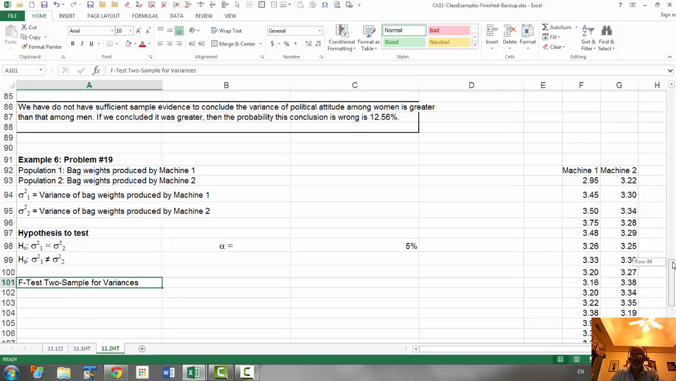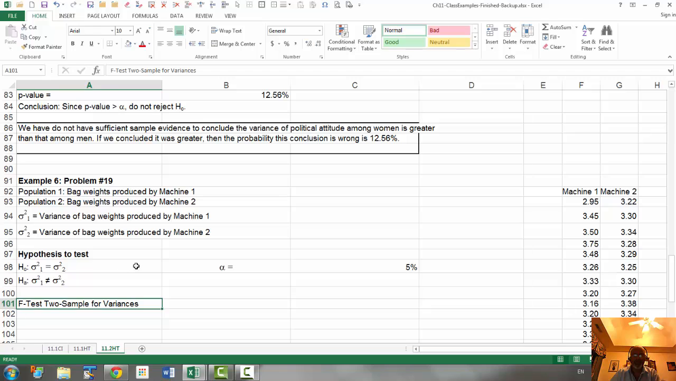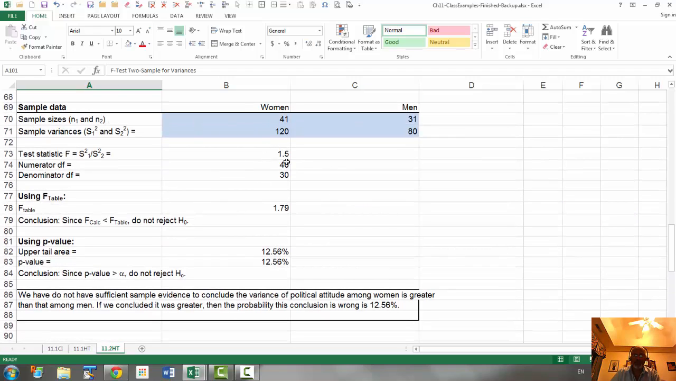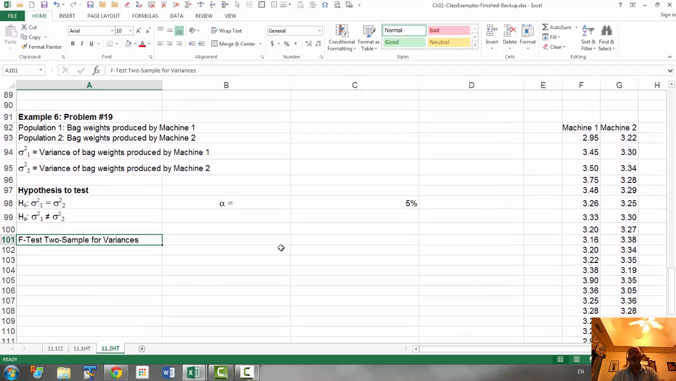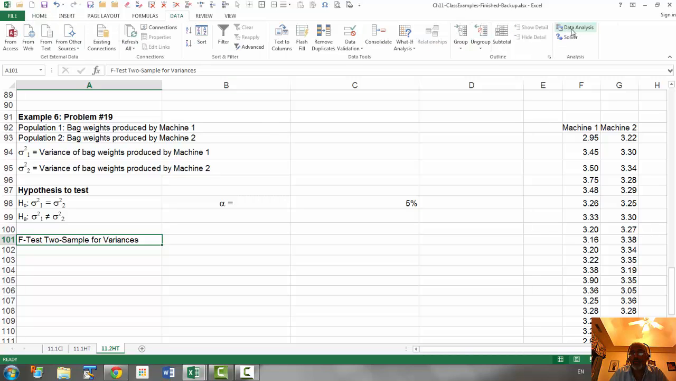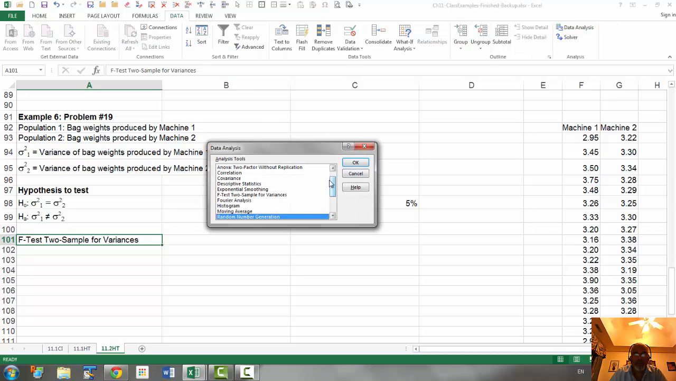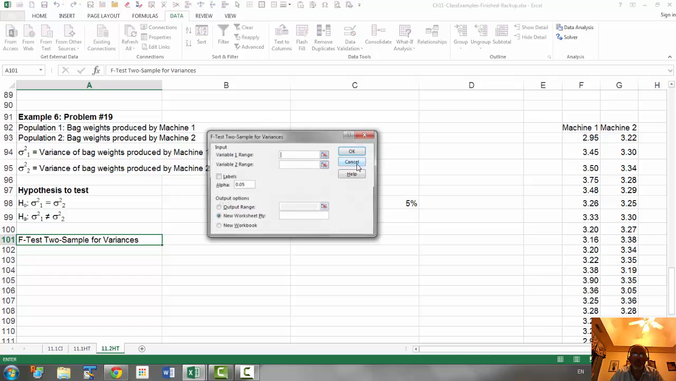Now since we have the raw data, we can set up the sample size and sample variance ourselves using COUNT and VAR.S and so on. We can do it that way, or we can use data analysis. Here in data analysis, we have something called F-Test Two-Sample for Variances, which is what we've been doing. So we can use that.